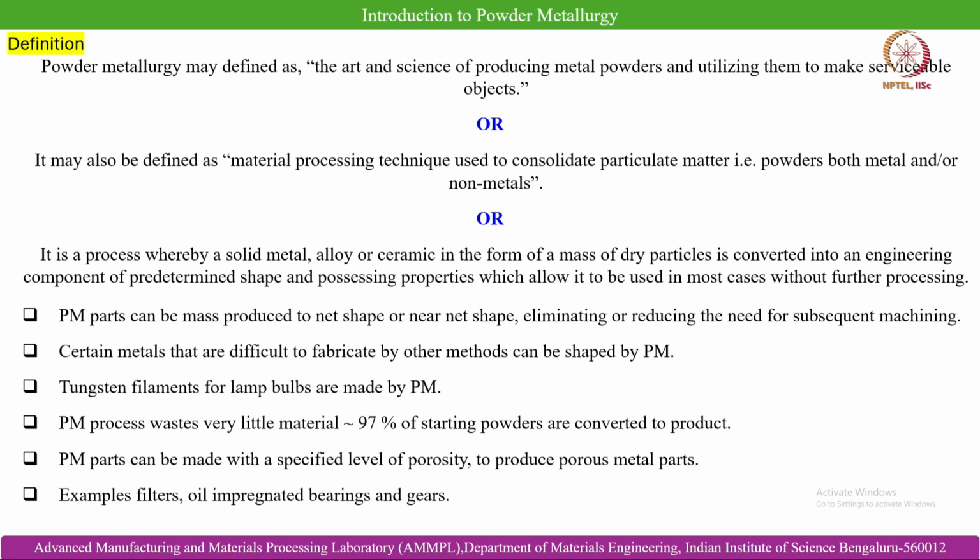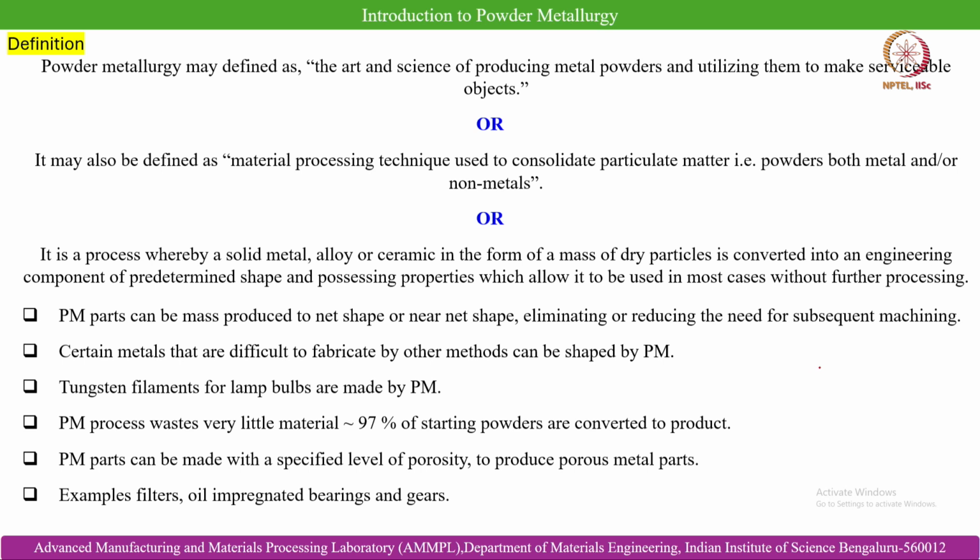There are some inherent advantages of powder metallurgy processes, such as PM parts can be mass produced in net shape or near net shape, eliminating or reducing the need for subsequent machining. From here you can understand that a lot of wastage can be avoided. As we have discussed earlier, in casting or metal forming processes, we often leave extra metal, a machining allowance, so that we can machine down after producing the part.